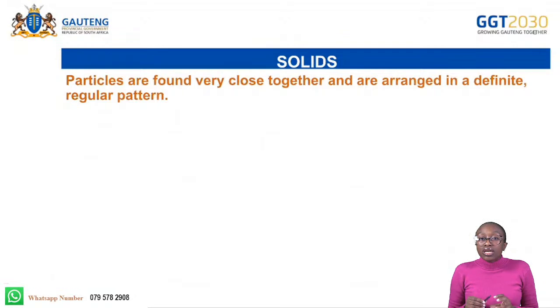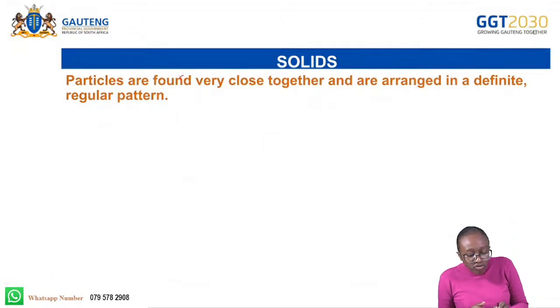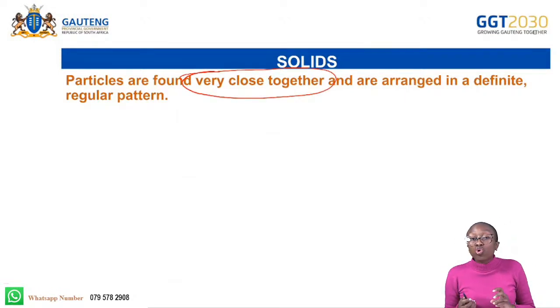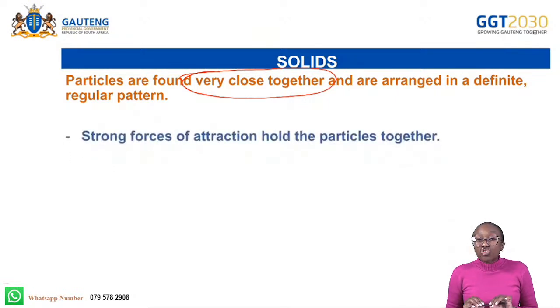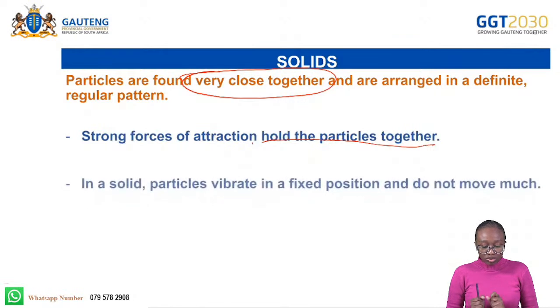Within the solids, the arrangement of particles is quite unique. The particles are found very close to each other, and they are arranged in a definite regular pattern. There are strong forces of attraction that hold the particles together. So these particles are very close to each other, and this is due to the strong forces of attraction that are holding these particles close together.